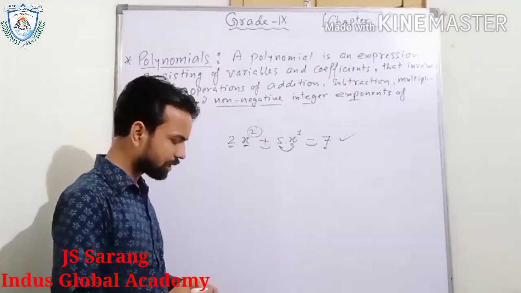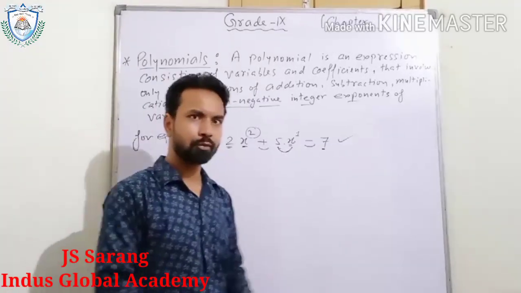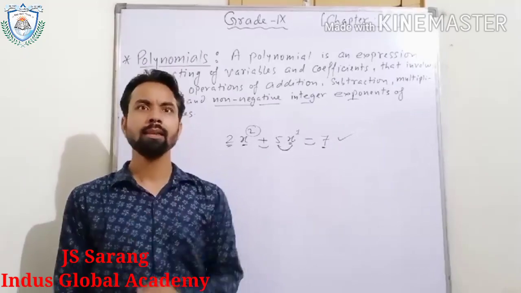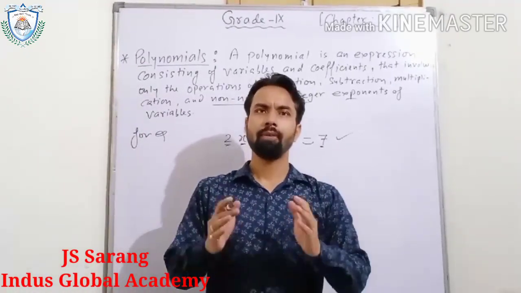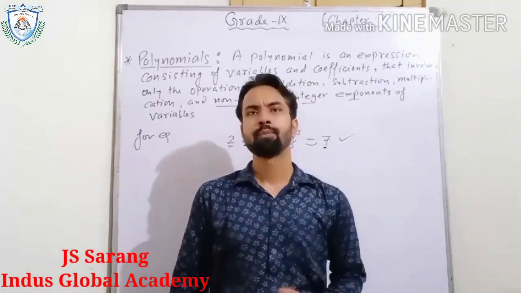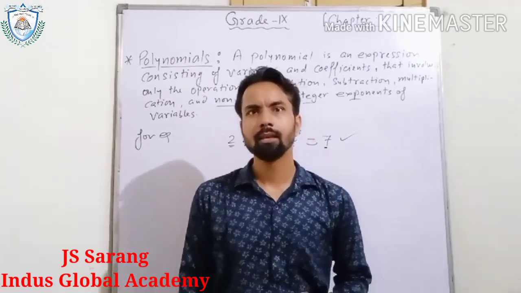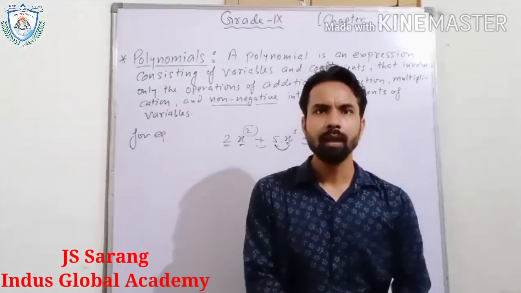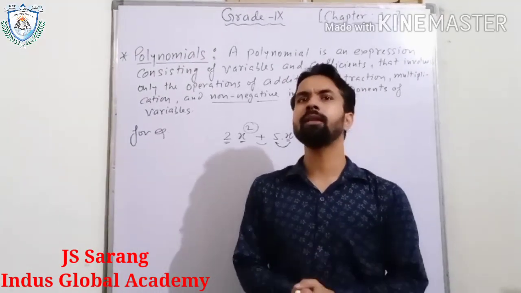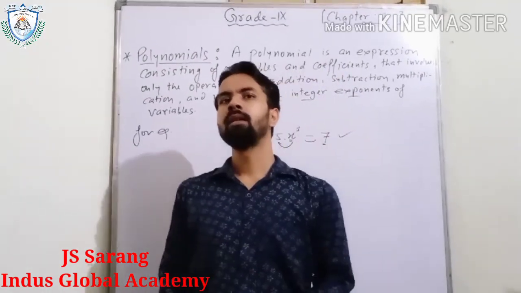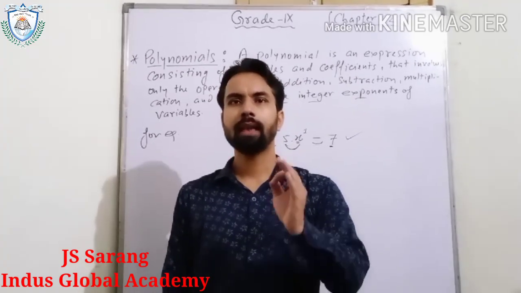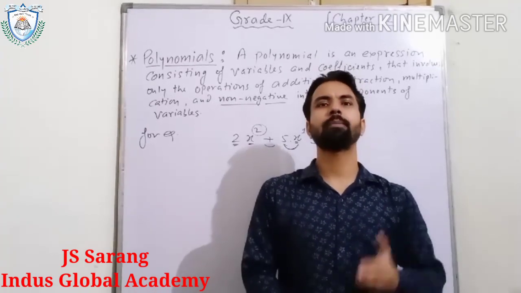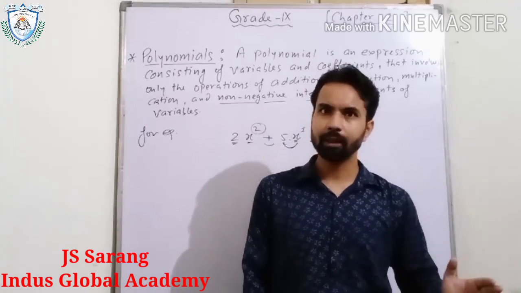Understood? Again I am explaining the definition. First thing, a polynomial is an algebraic expression. Second thing, that it consists of variables and coefficients. Third condition, that it involves the operations of addition, subtraction and multiplication. And the last and the most important point, the power of the variable should be a non-negative integer, means the power should not be fractional or negative. Hope it is clear to everyone.